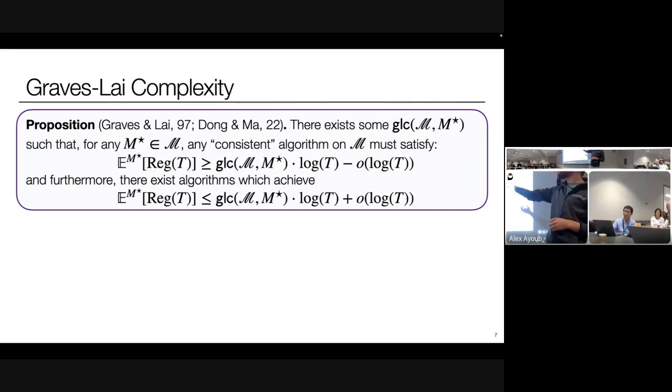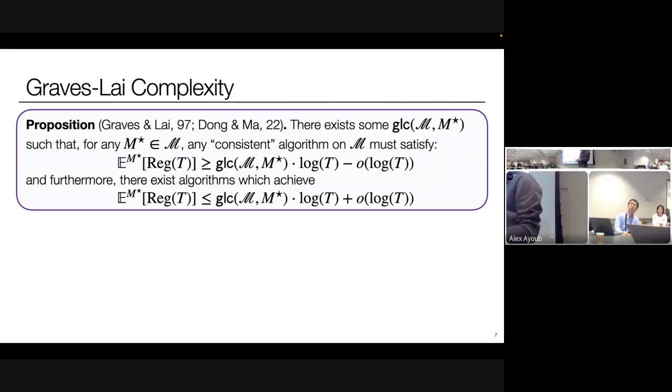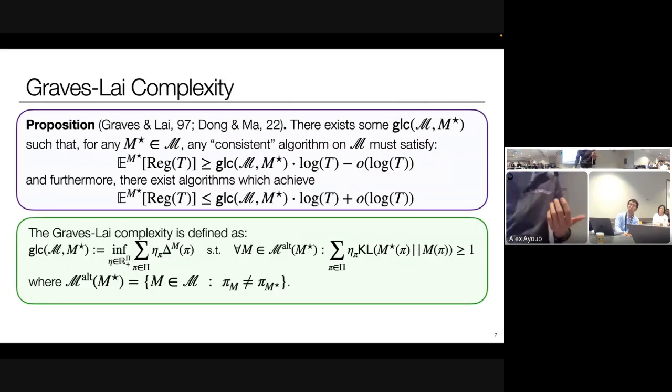And so in some sense, you can look at this and say, well, we're kind of done, right? This GLC quantifies instance optimality. And that's not quite the case. I'll get into that in a second. But first, let me just explain a little bit of what this constant is saying.